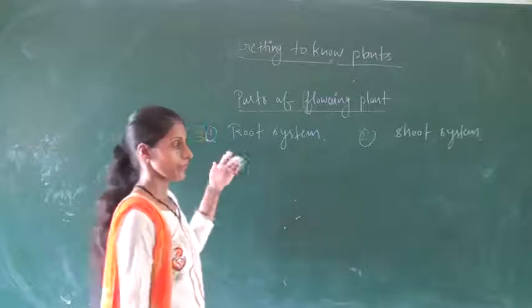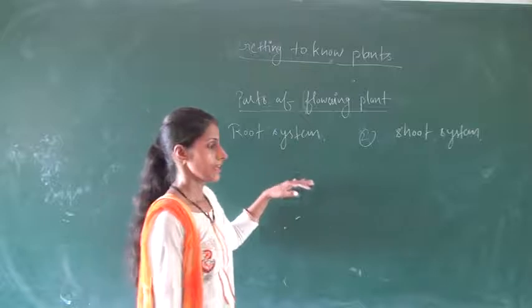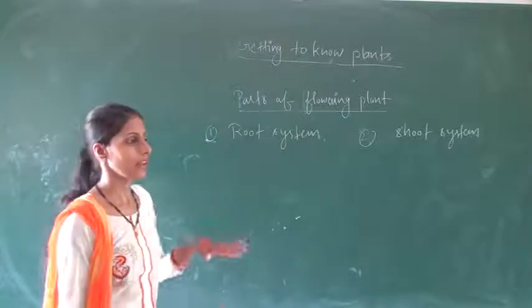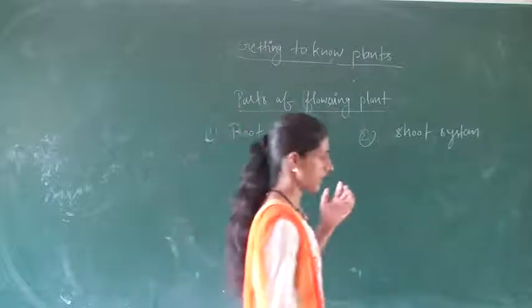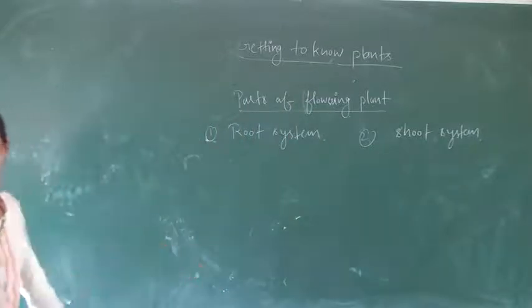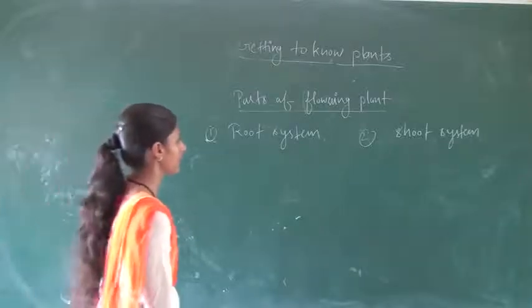Root system is the part of the plant which is present under the ground. It is the non-green part of a plant. It consists of primary roots and its branches.